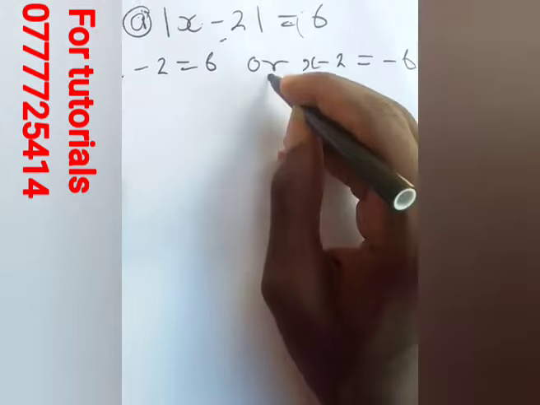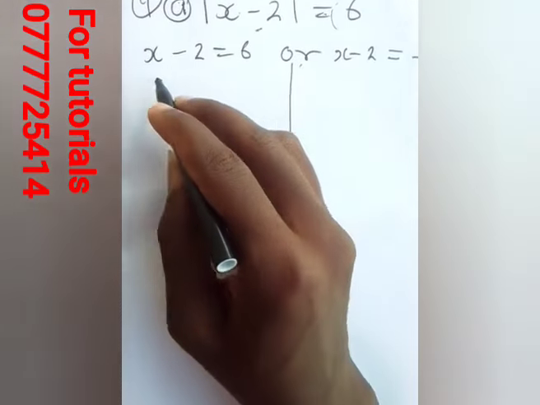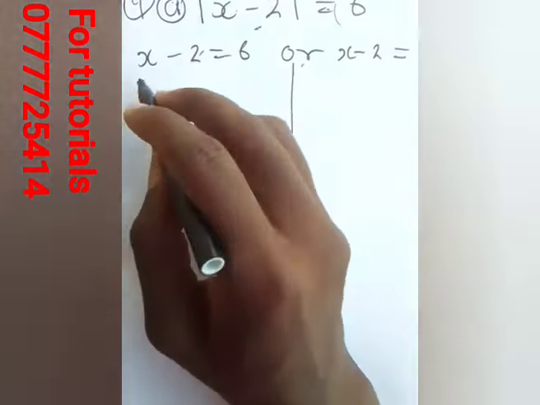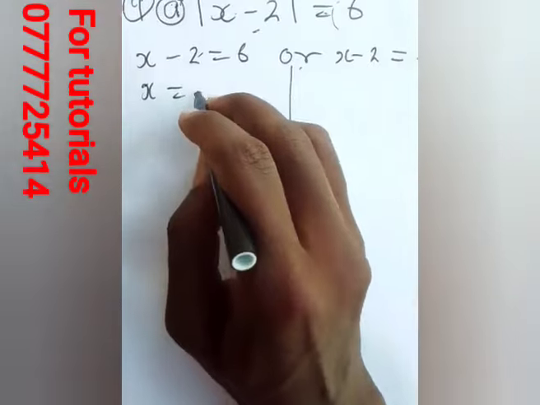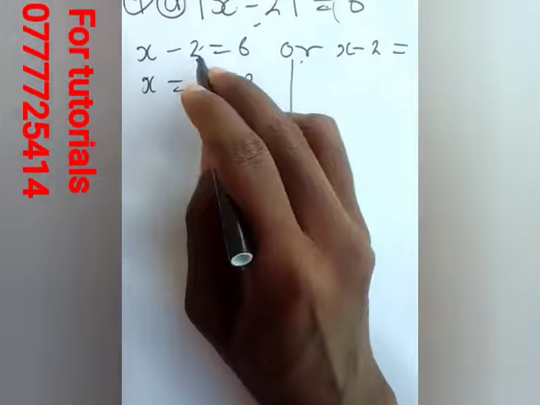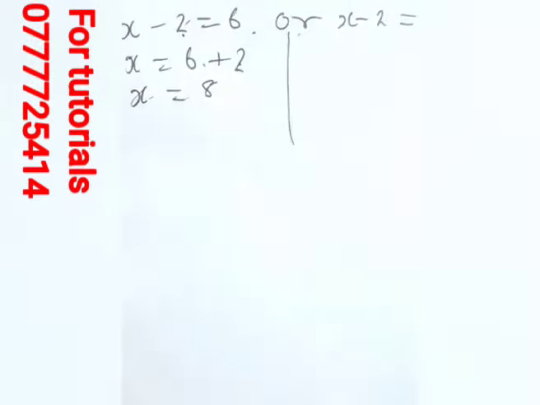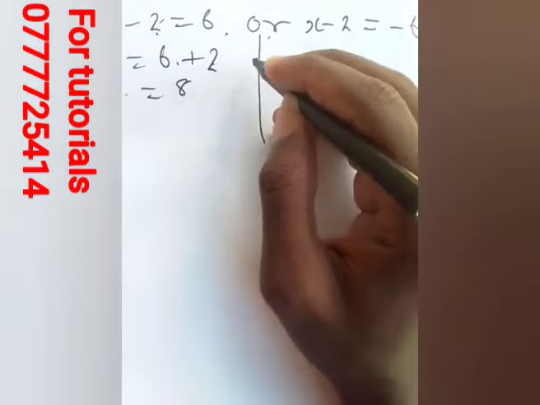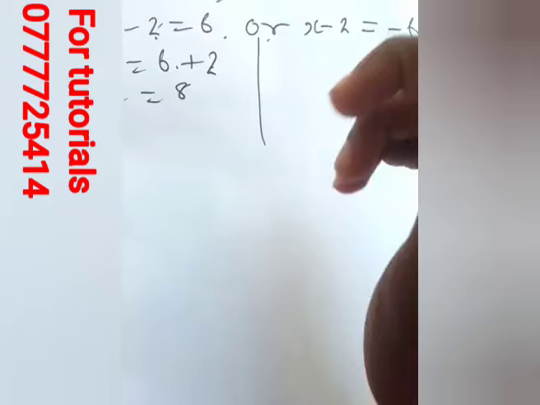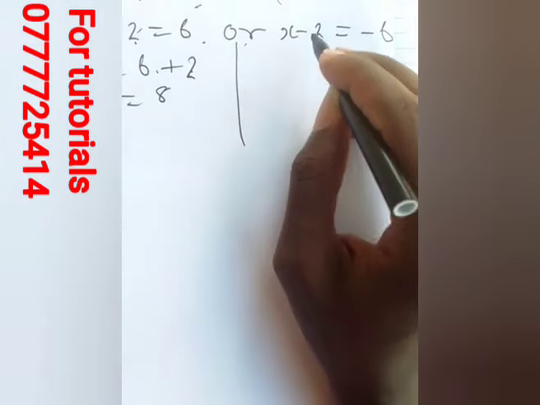Right? So you're going to solve them now individually. So let's solve this. It will be x is equal to 6 plus 2, right? When we take this on the other side, then it's going to be x is equal to 6 plus 2, that will be 8, right? So we found one value of x, and then we come here.